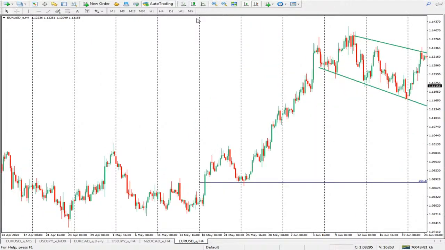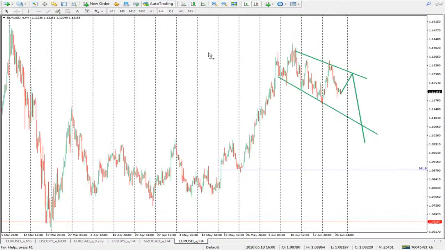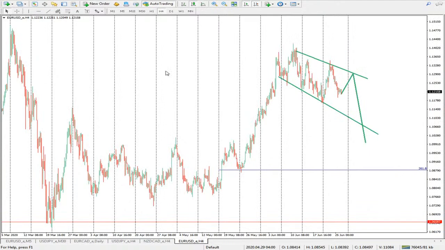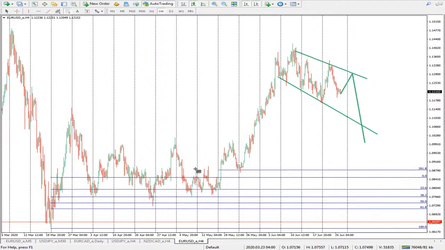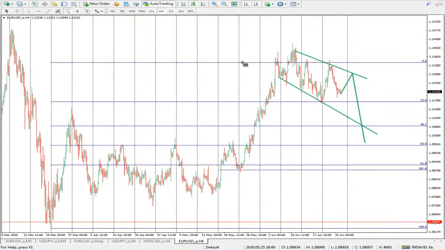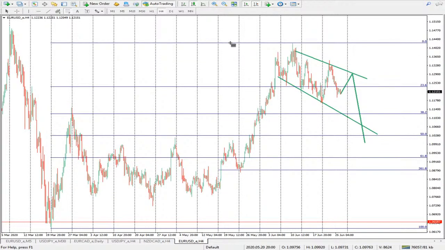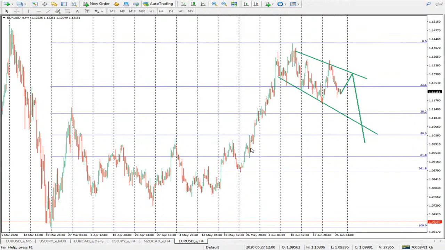So also this one, I'm going to add fib levels, and I'll take this as the swing low, this point here, and then this is the swing high. Disregard this line. This is for the previous indicator we had on the previous chart.